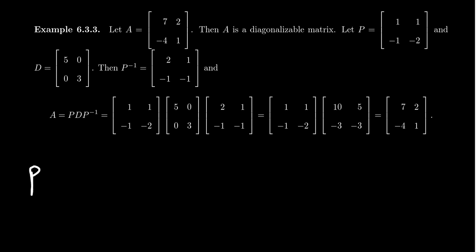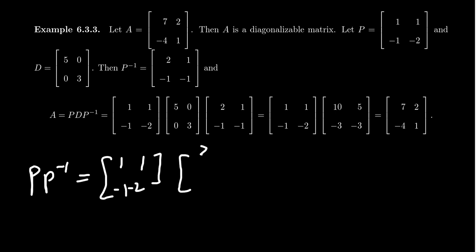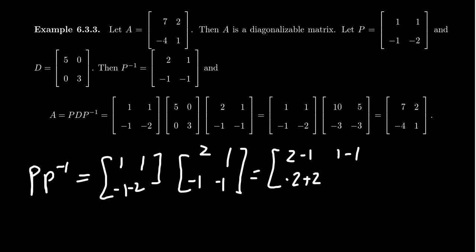And I can verify for us that these are in fact inverse matrices of each other. It's not too hard of a calculation. Don't forget the negative sign there. 2, 1, negative 1, negative 1. If we go through the multiplication, we're going to end up with 2 minus 1, we get 1 minus 1, we get negative 2 plus 2, and then finally we get negative 1 plus 2, which clearly becomes the 2 by 2 identity. So these are in fact inverses of each other.